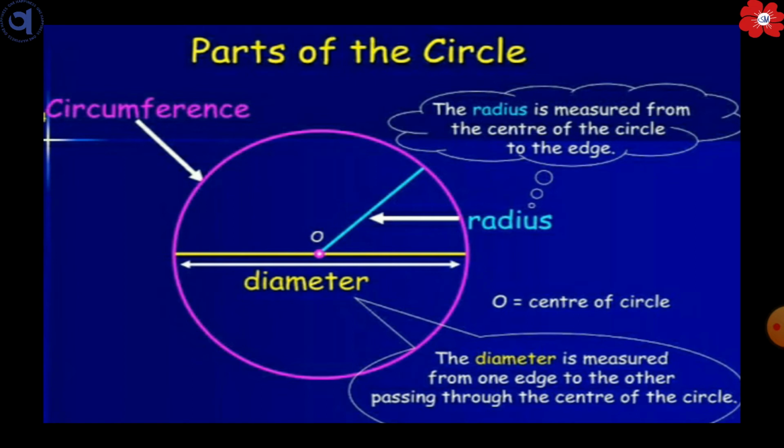Parts of circle. Here we derive completely all the points: radius, diameter, center and circumference. We revise all points. First, radius is the measure from the center of the circle to the edge of the circle. O is the center of the circle. The diameter is measured from one edge to the other passing through the center of the circle. Circumference is the curved boundary of the circle.